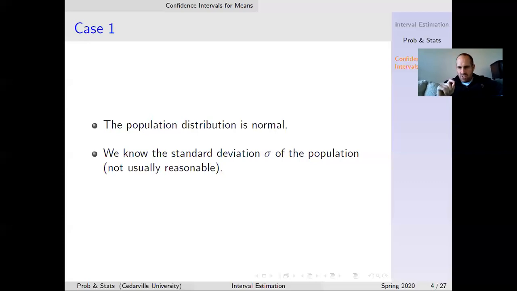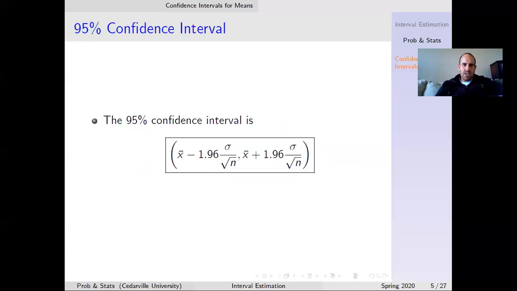Okay, so in this first case, we're going to assume that we know the underlying distribution is bell-shaped. We could collect data and look at histograms to convince ourselves that that's true. And we also know the standard deviation of the population. We literally know what it is, okay? And I had this on the slides last time, but I'm just repeating this. The confidence interval is going to be the sample mean that you get, for 95% confidence, minus 1.96 sigma over the square root of n.